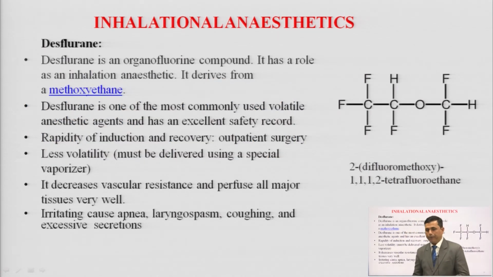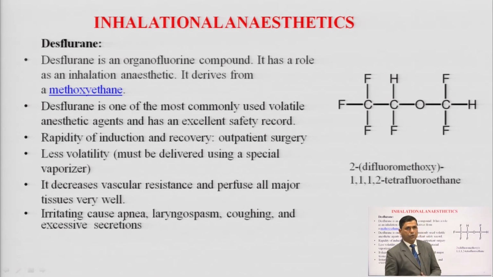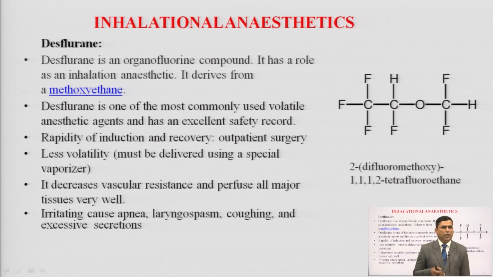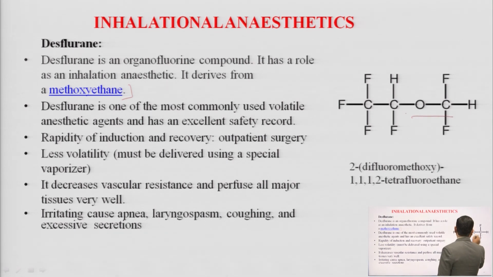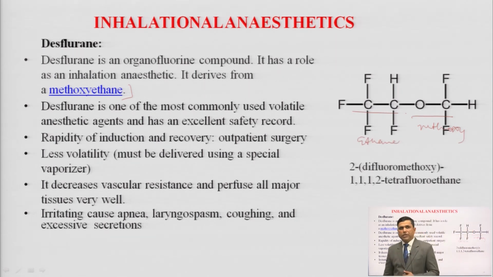Next is desflurane. Desflurane is an organofluorine compound. There is no involvement of chlorine and bromine. It has a role as an inhalational anesthetic, and the basic thing is that it is derived from methoxyethane, the methoxy and ethane. And desflurane is the most commonly used volatile anesthetic agent.